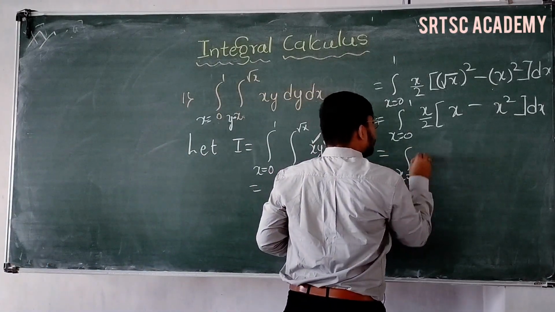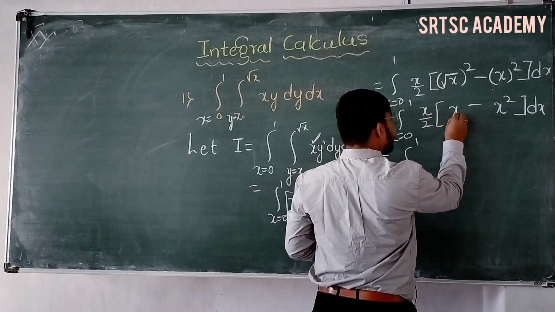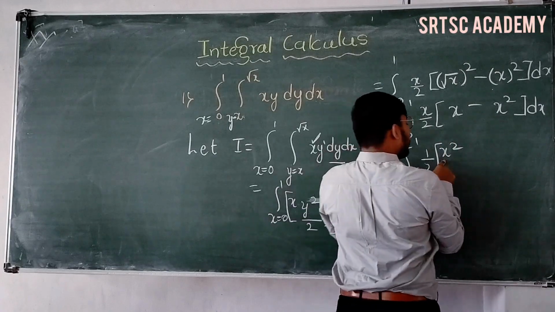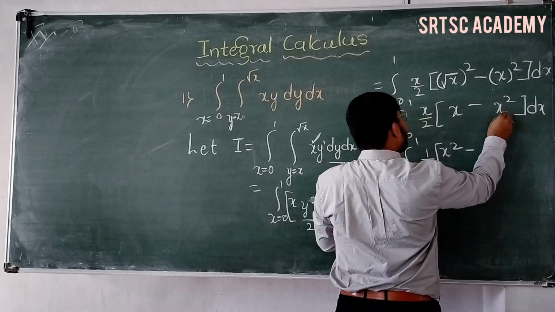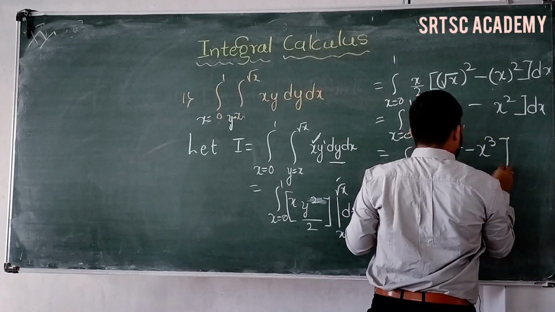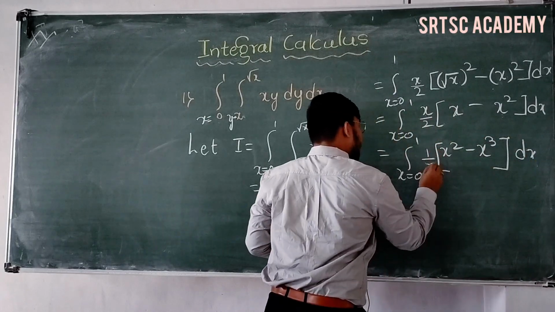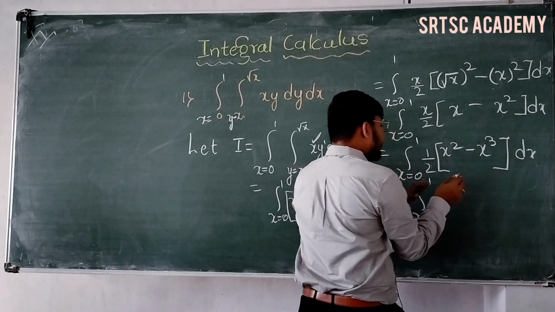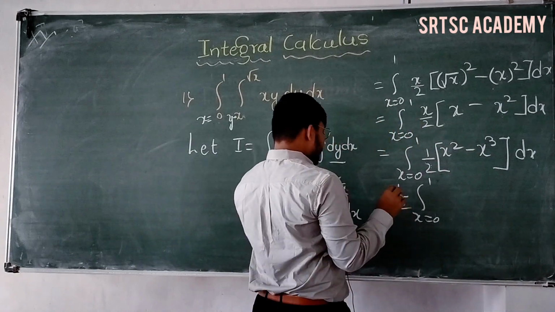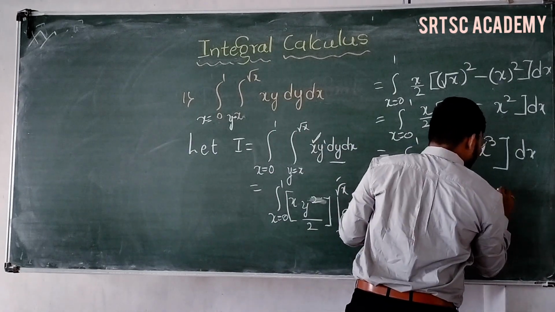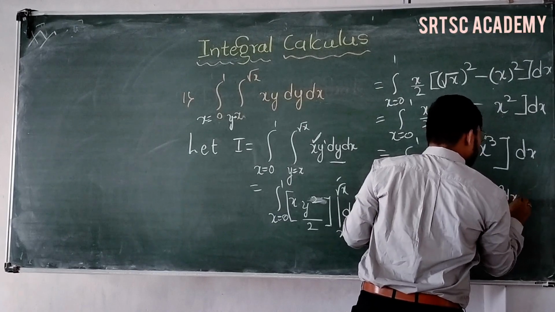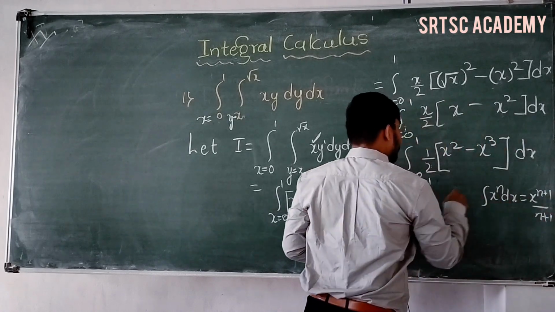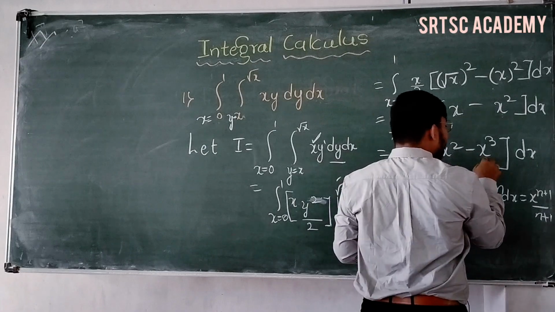X varies from 0 to 1, x square and x by 2. X into x is what? X square. 1 by 2 is common. X square minus x square here, and x square into x is x cube, right? dx. 1 by 2, take it outside. X varies from 0 to 1, x square. Integration of x square is what? Again apply the same formula, that is integration of x to the power n dx is equals to x to the power n plus 1 divided by n plus 1. Apply this formula. Here n is 2, and in here n is 3, right?